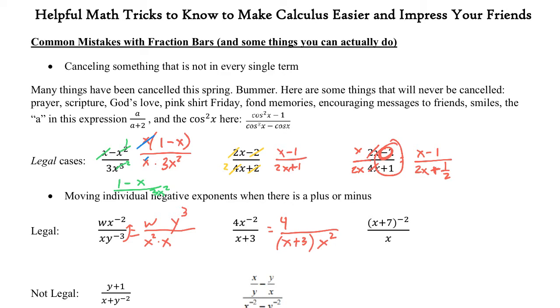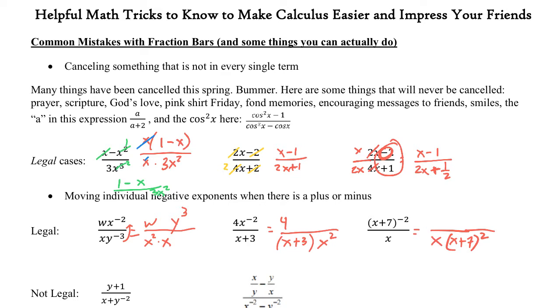There's kind of two terms on top, but actually not really. The parenthesis combines them into one term. And so over here, I can move that one term, the x plus 7 quantity, negative 2 now becomes 2 because I moved it. There was an x down here.